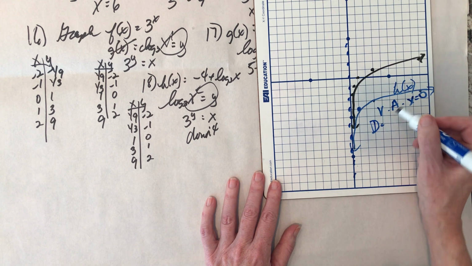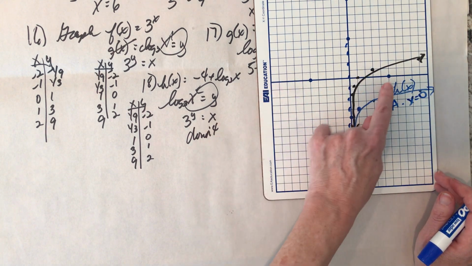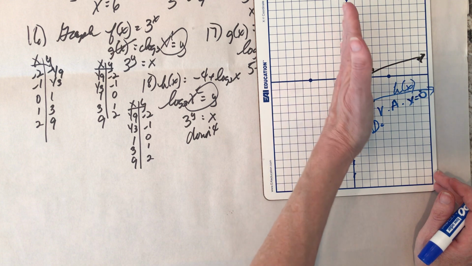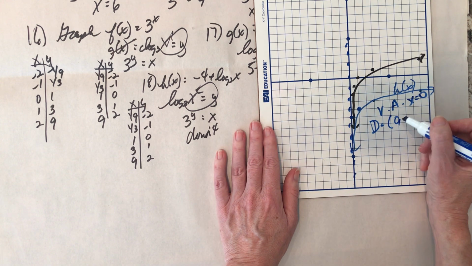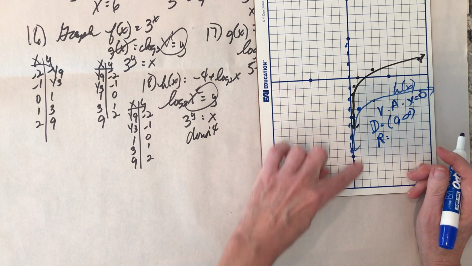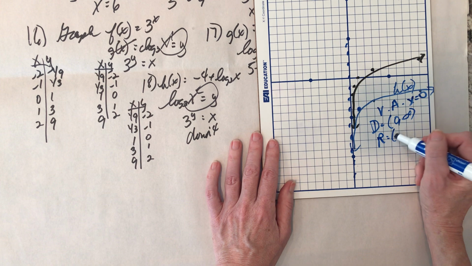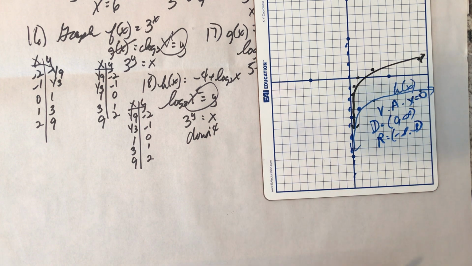The domain is what do you use up on the x-axis? We don't start using up the x-axis until 0, and we don't hit on 0, so be sure to put not a bracket but a parentheses, 0 to infinity. Range goes all the way down and all the way up, so -infinity to +infinity.